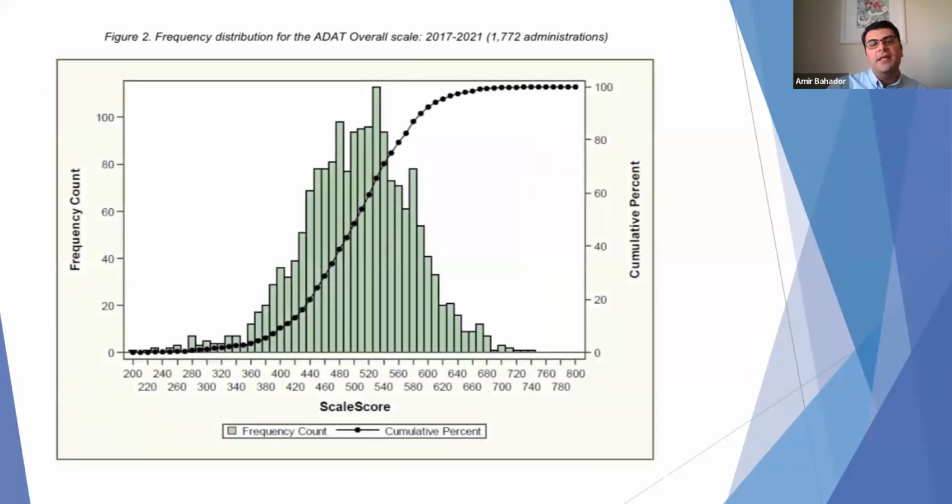Again, this graph is a kind of average between 2017 and 2021. You can see the distribution of scores of students. Again, the main scores are located in this part, and as you approach 800, it goes down.